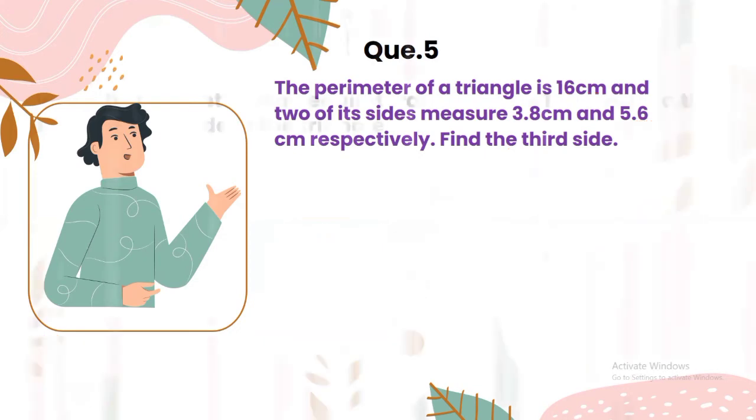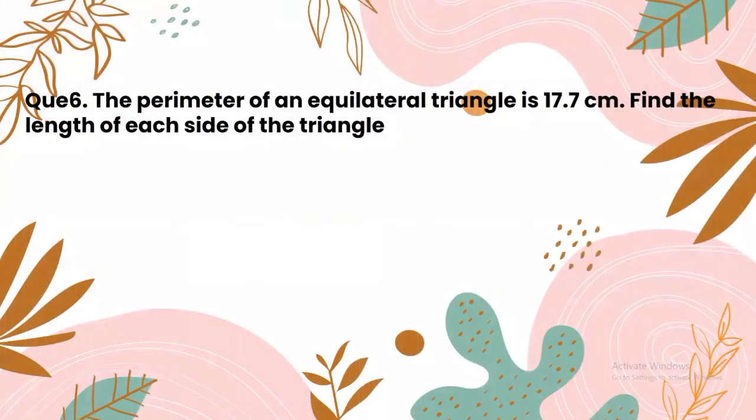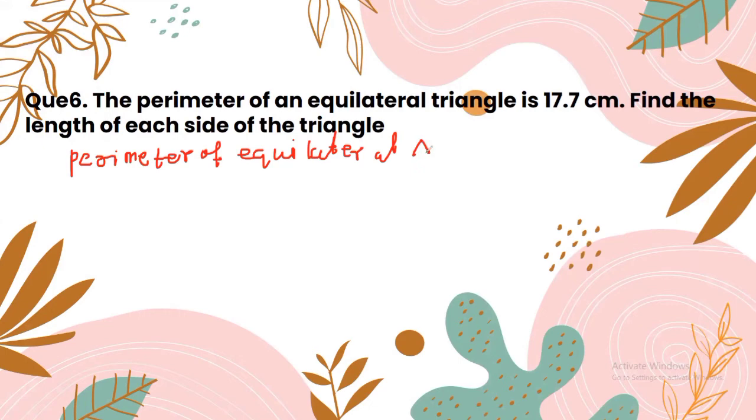So question 6: the perimeter of an equilateral triangle is 17.7 centimeter. Find the length of each side of the triangle. You know very well the perimeter of an equilateral triangle is what? I just told you, it is 3 into side. Perimeter of an equilateral triangle is equal to 3 into side.